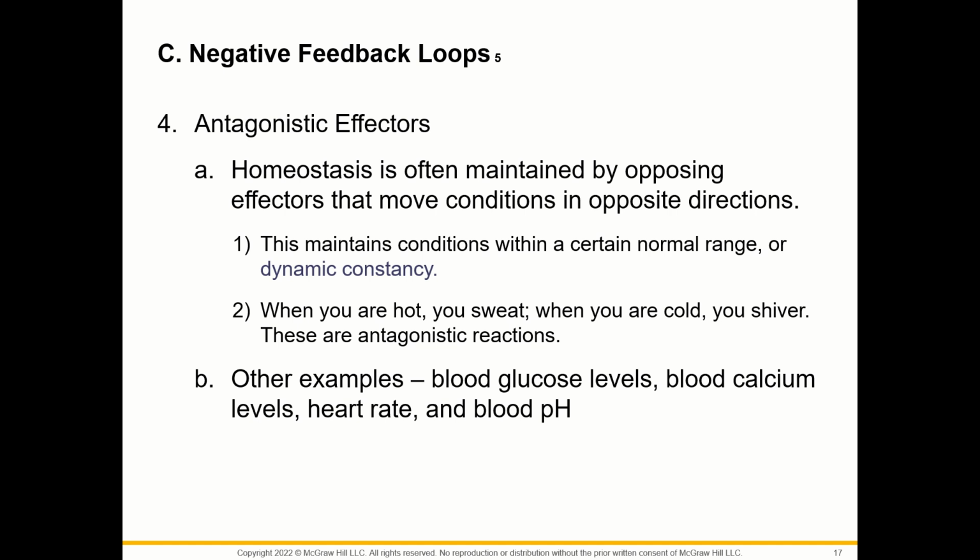Other examples are blood glucose levels. When your blood glucose levels rise, your pancreas secretes insulin. When your blood glucose levels fall, your pancreas secretes glucagon. We have blood calcium levels, and the hormones parathyroid hormone and calcitonin antagonize each other. With blood pH, we have carbonic acid and bicarbonate ion.